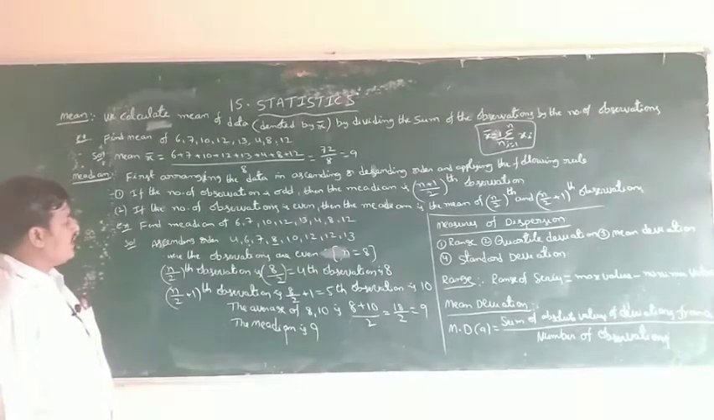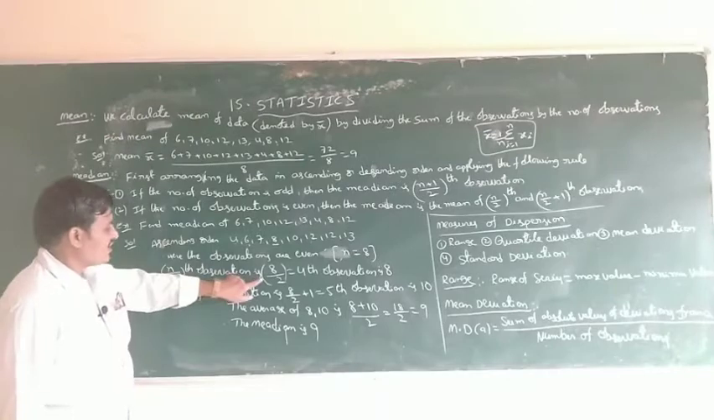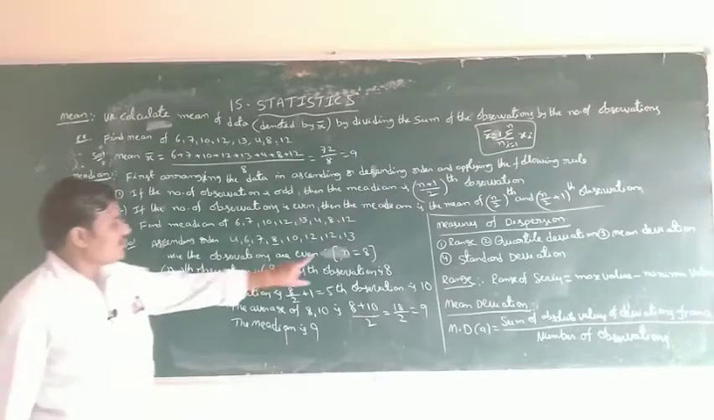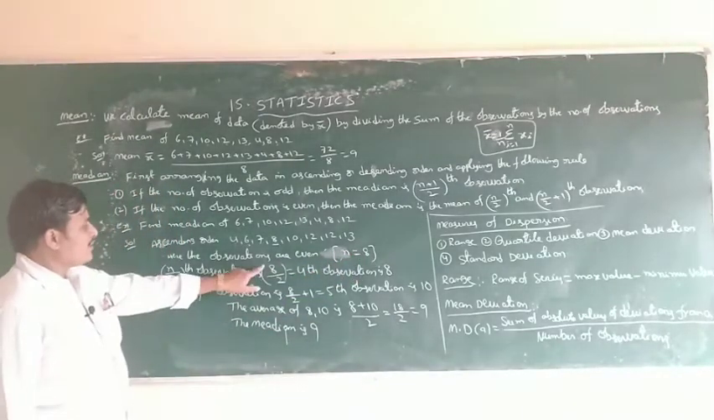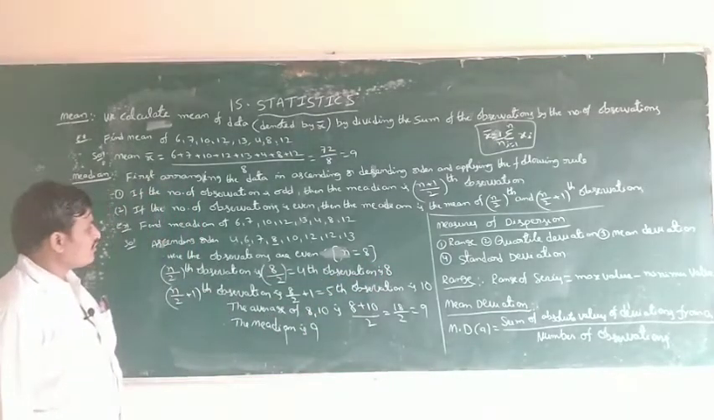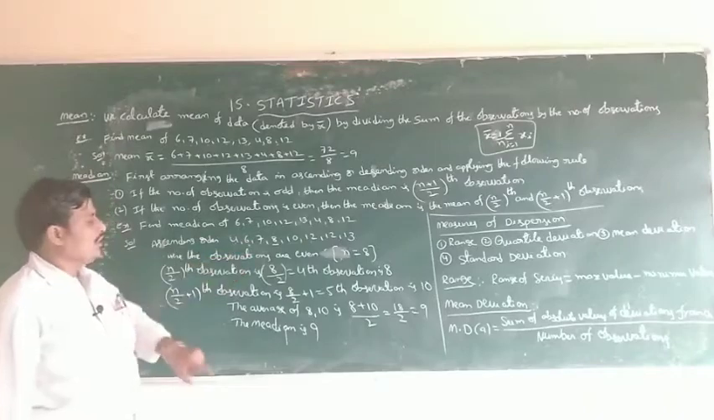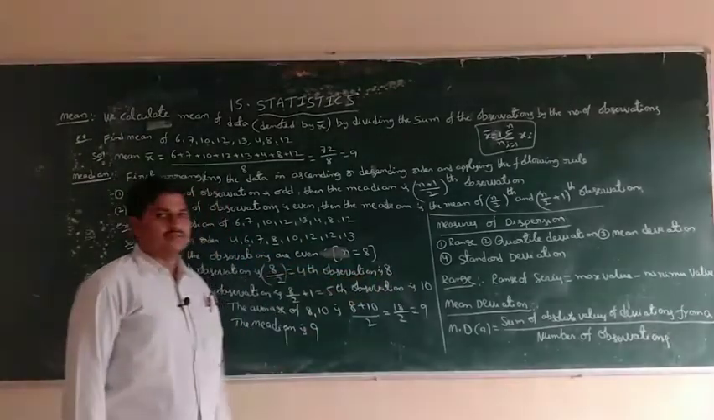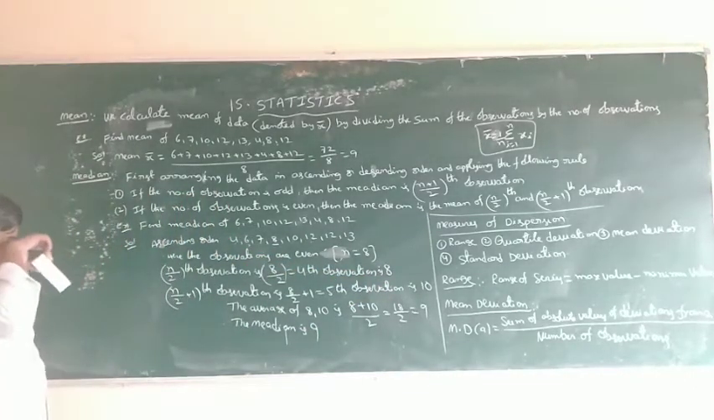So what is the first median? The n by 2th observation. N is equal to 8, so 8 by 2 is equal to the 4th observation. What is the 4th observation? Counting 1, 2, 3, 4, the 4th observation is 8. Okay, next.